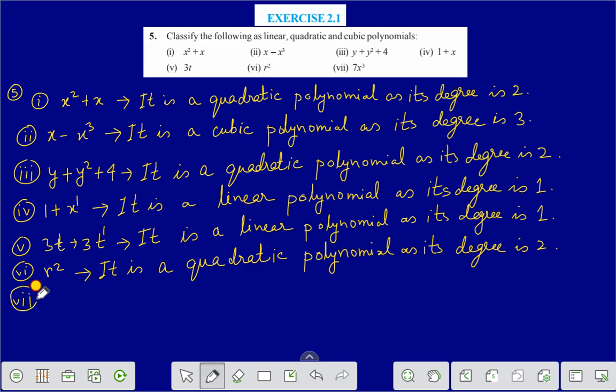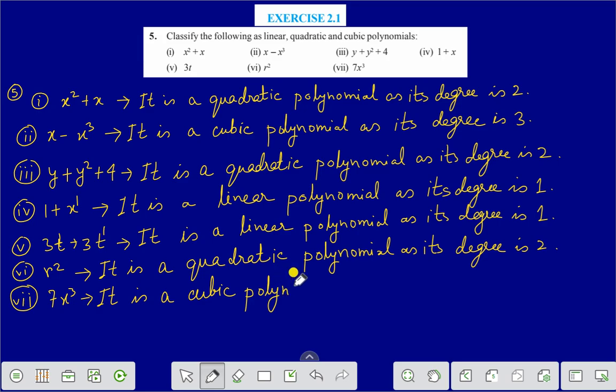Now part 7. Part 7 is 7x cube. Here you see the degree is 3. Therefore, it is a cubic polynomial.